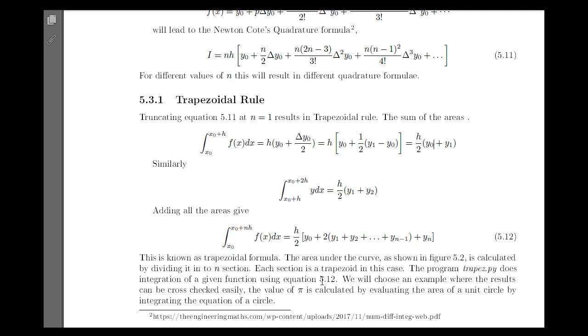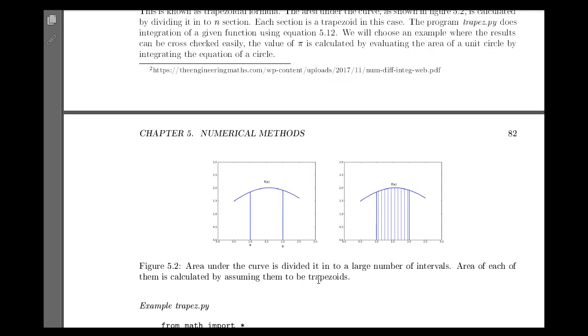The area under the curve is shown in this figure. You can see this is a function. Basically, the integral of a function is nothing but the area under the curve of that function. So we are doing this by dividing the area under the curve into trapezoids, and adding the areas of the trapezoids will give you the total area under the curve.